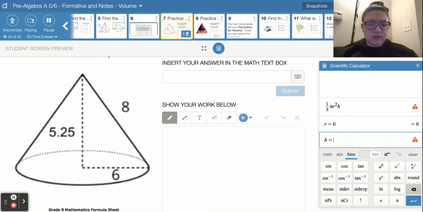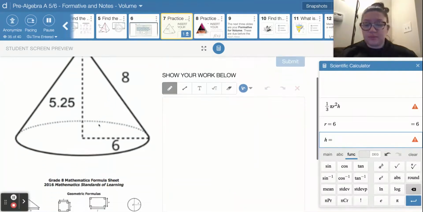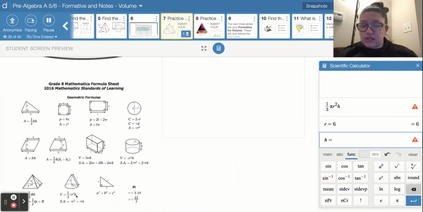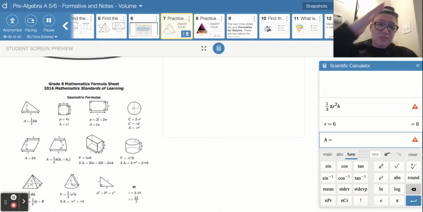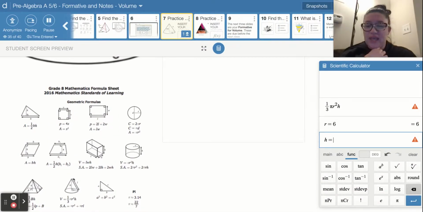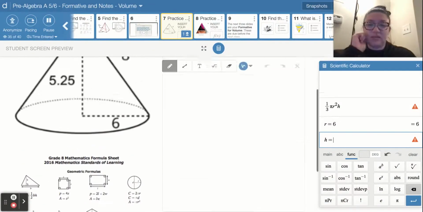And now I have to tell my calculator which is the height. There's 2 numbers left that I can choose from. And if you're not quite sure, here it shows you, I know it's kind of small on your computer, that the height goes from the point all the way down to the middle of my circle. That number on the side, that's the slant height. That's the L. I don't want the L. I want the height from the tip of the cone all the way down to the middle of the circle.